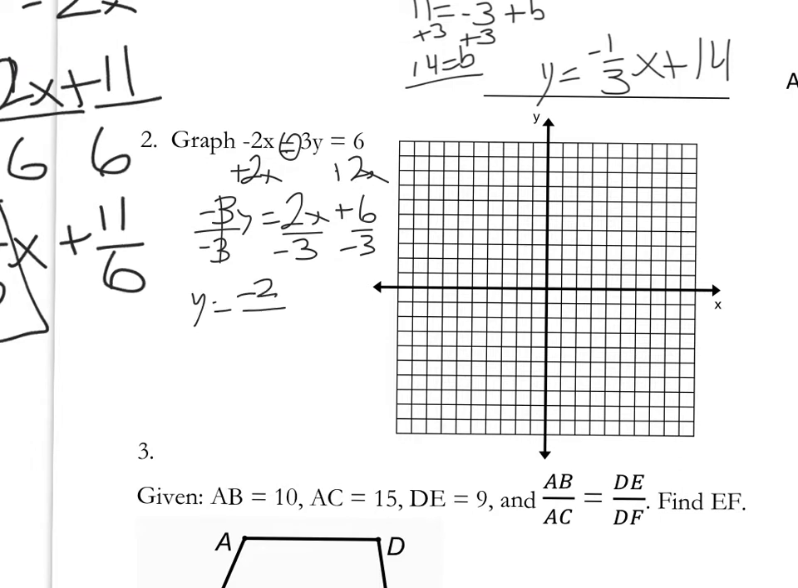So I get negative 2/3 x. 6 divided by negative 3 is a negative 2. Remember, the negative 2 is where I start on the y-axis. And then a slope of negative 2 over 3 is down 2, to the right 1, 2, 3. Or if you want to go reverse, you could go up 2, but then left 1, 2, 3, and you'll still get that exact same line.